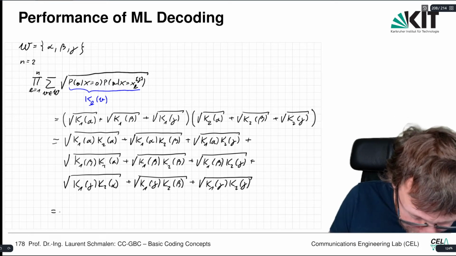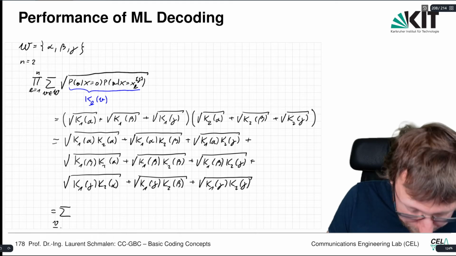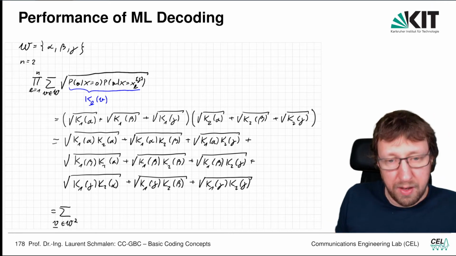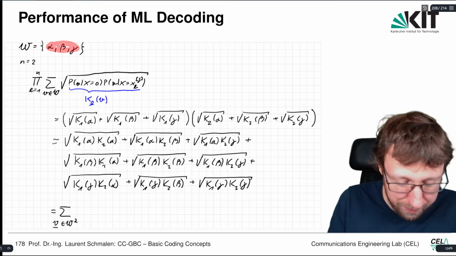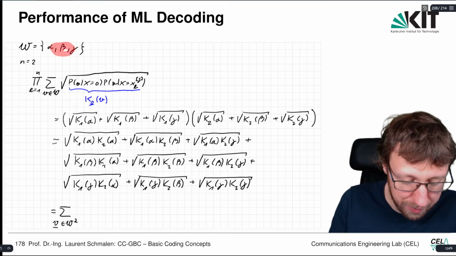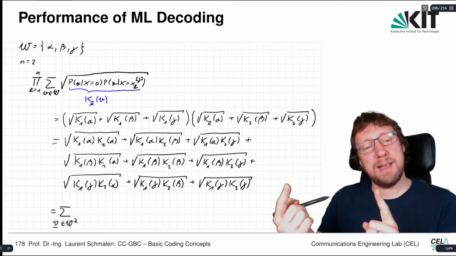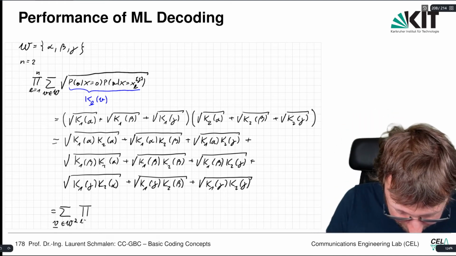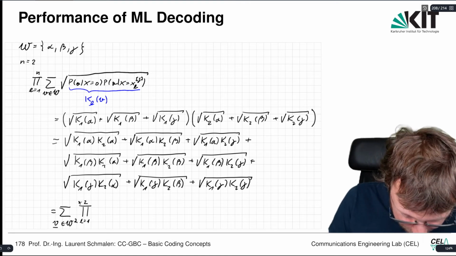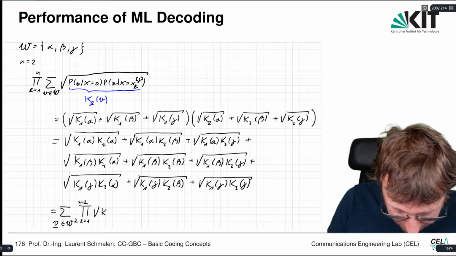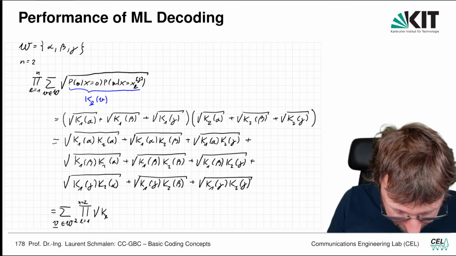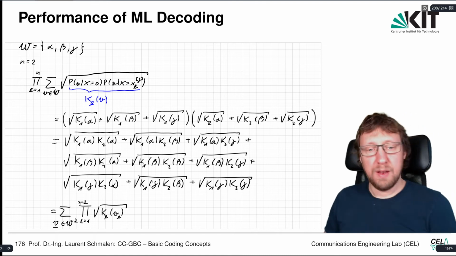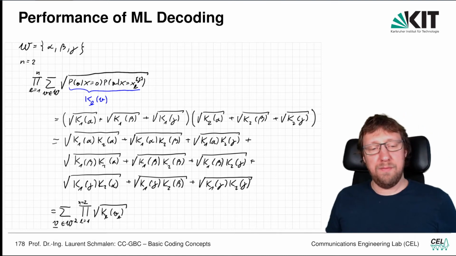And we see that this is equal to the sum over all vectors v, element of W squared. We have 3 squared elements, so we have 9 possible elements. It's combinations of alpha, beta, and gamma in the first place, and alpha, beta, gamma in the second place. So it's 9 different summands. And then we multiply from l equals 1 to 2, n equals 2, the square root of kl of vl. And that's the other interpretation.